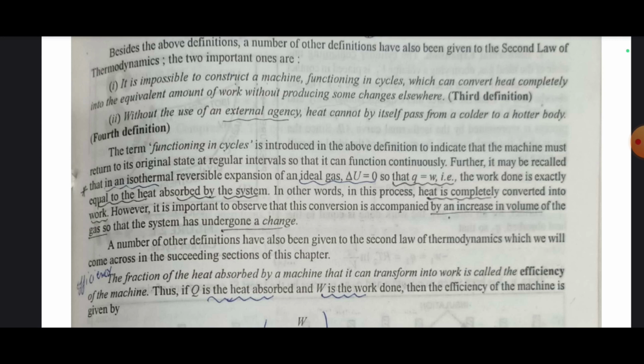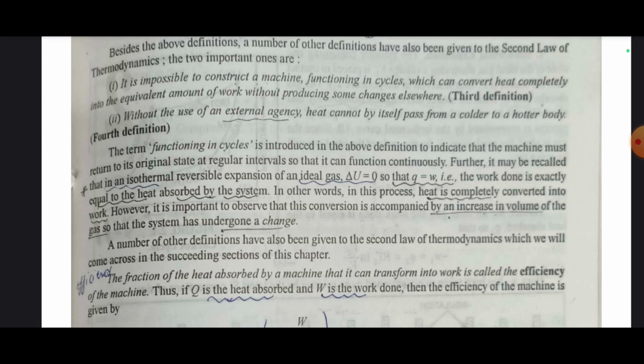Further, it may be recalled that in an isothermal reversible expansion of an ideal gas, where delta U is equal to 0, so that Q is equal to W, that is, the work done is exactly equal to the heat absorbed by the system. In other words, in this process, heat is completely converted into work. However, it is important to observe that this conversion is accompanied by an increase in volume of the gas, so that the system has undergone a change. A number of other definitions have also been given to the second law of thermodynamics, which we will come across in the succeeding sections of this chapter.